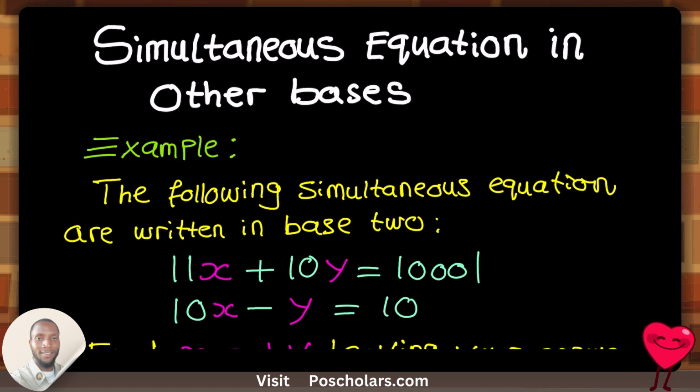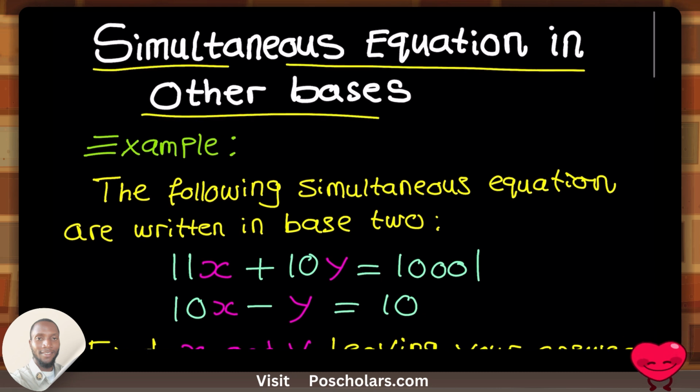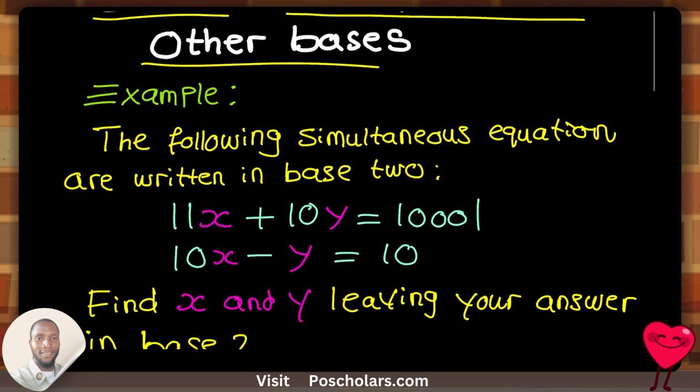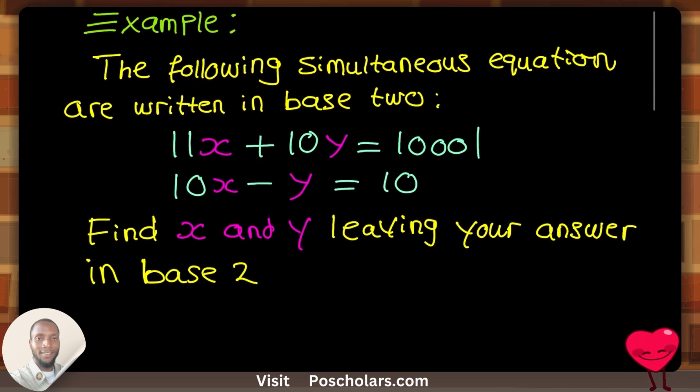The title of this video is Simultaneous Equation in Other Bases, right? And we have just one example to solve here. The example says the following simultaneous equations are written in base 2. 1x plus 10y equals 1001, then x minus y equals 10. Find x and y, leaving your answer in base 2.